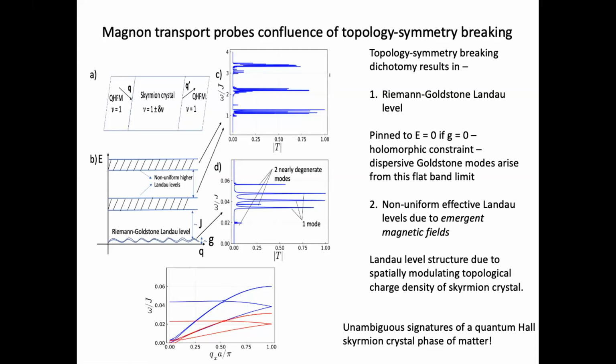And when you go to the high energy sector, you see that the transmission occurs in bands, which are separated by a uniform gap. This tells you exactly what the gap between your effective Landau levels is in the high energy sector, and what the width of those effective Landau levels is as well. So not only do these transmission signatures from the scattering problem provide you direct and unambiguous signatures of a quantum Hall skyrmion crystal phase of matter, they allow you to tell in great detail the nature of its excitation spectrum and degree of crystalline order.